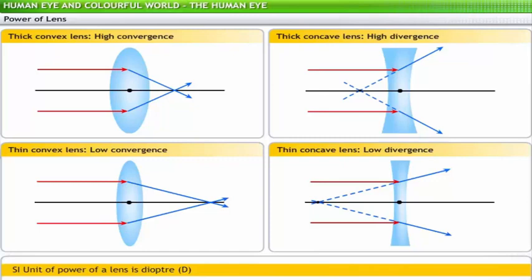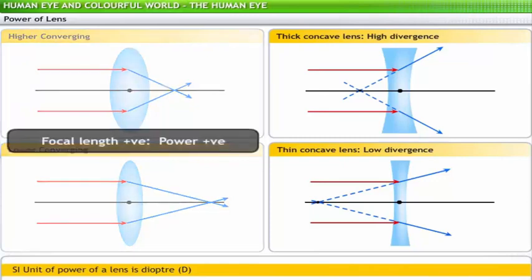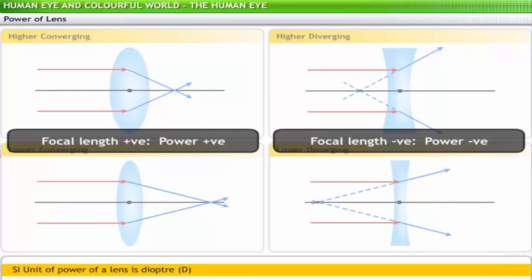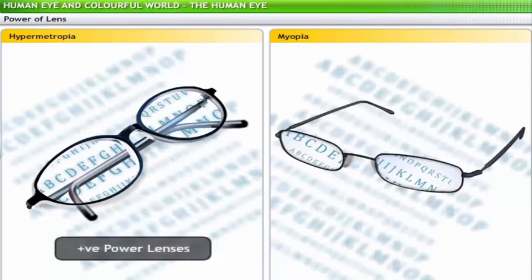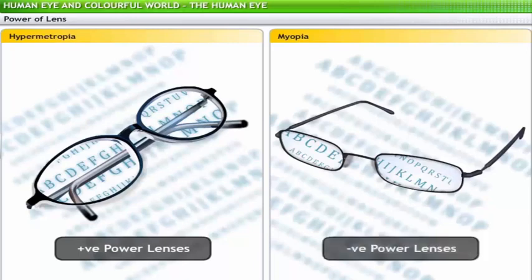Usually, the focal length of a convex lens is considered positive. Hence, its power is also positive. Similarly, the focal length of a concave lens is considered negative. Hence, its power is negative as well. Therefore, individuals suffering from hypermetropia use spectacles with positive power lenses. Similarly, those suffering from myopia use negative power lenses to correct their vision.